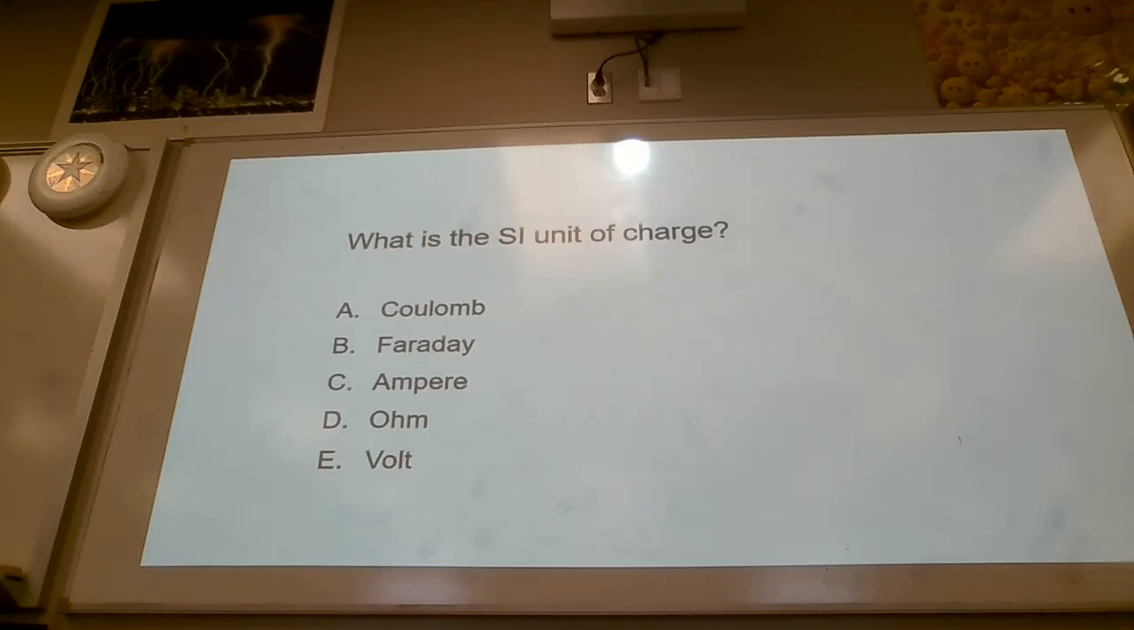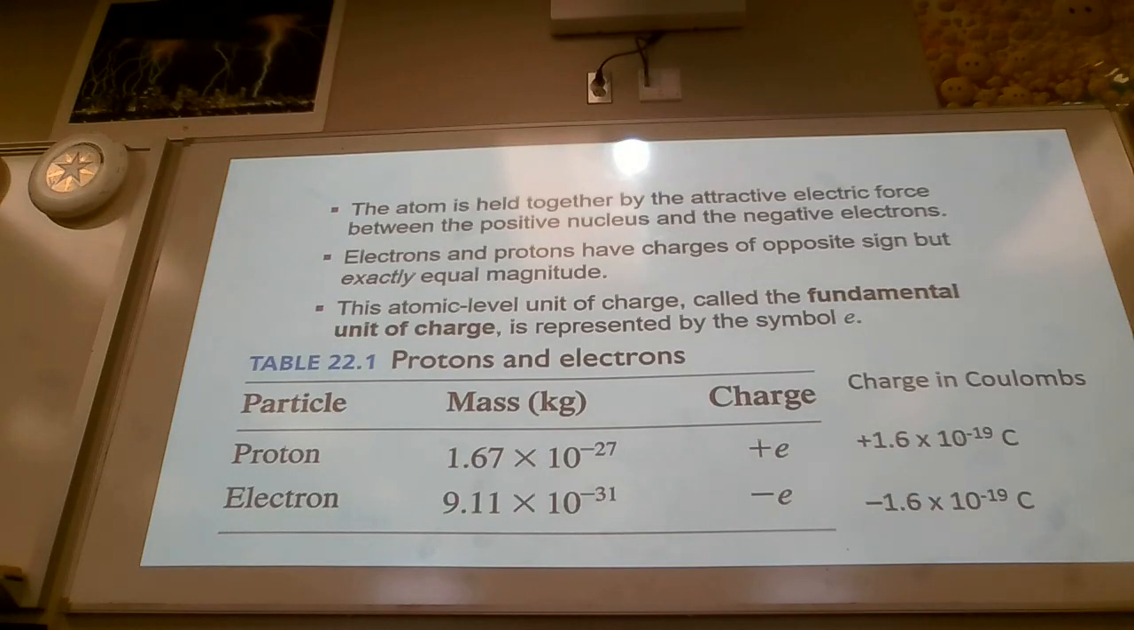Everybody good with A, Coulombs? Should we be taking notes today or just like what? Okay. That's gotta just a standard international. Yeah, it's something. Yeah, it's like the international standard.